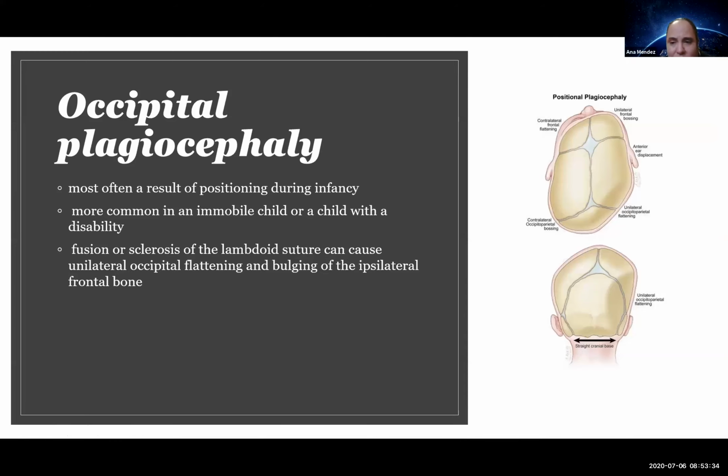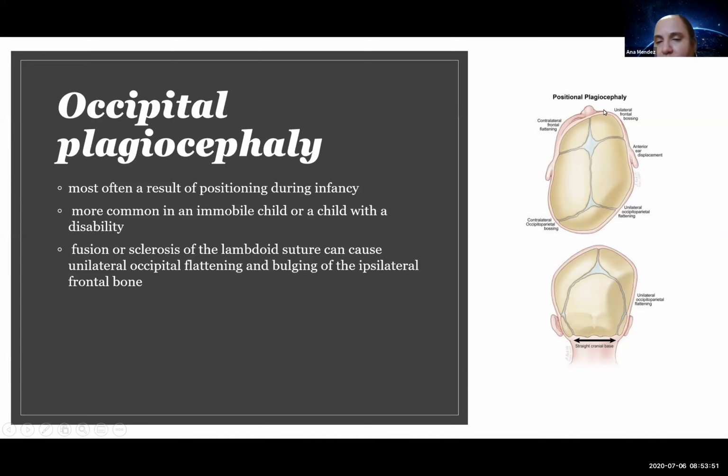If it's plagiocephaly, it's backwards. This is plagiocephaly, from positioning. It's most often a result of positioning during infancy, more common in an immobile child or a child with a disability. Fusion or sclerosis of the lambdoid suture can cause unilateral occipital flattening and bulging of the ipsilateral frontal bone.